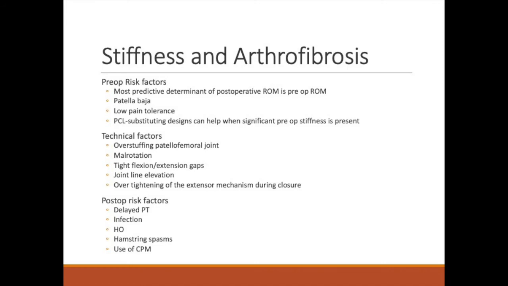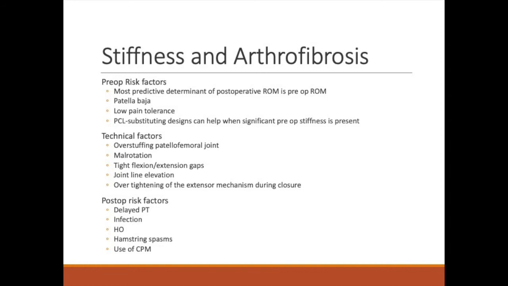PCL substituting designs can help with range of motion when significant preoperative stiffness is present, just by increasing that flexion gap and space available, which allows you to get a little bit more range of motion. Technical factors include overstuffing the patellofemoral joint, which will limit the amount of flexion the patient can then obtain because of the tightness of the extensor mechanism as it starts to wrap around the femur.